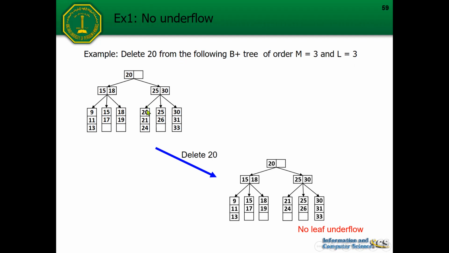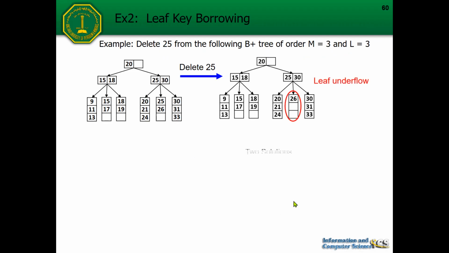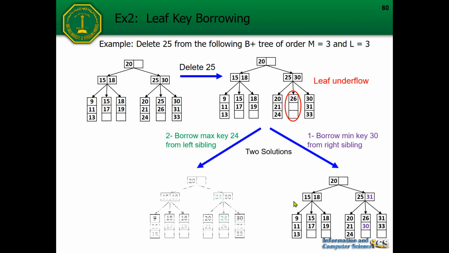Now we delete 20 from this node. So this node will now only contain 21 and 24. The number of keys here is 2. So this contains the minimum number of keys, and this is a valid condition. So we do not have to do anything. We do not need to do the rotation and merging to restore the balance of the tree because it contains the minimum allowable number of keys. Now this is the second example.